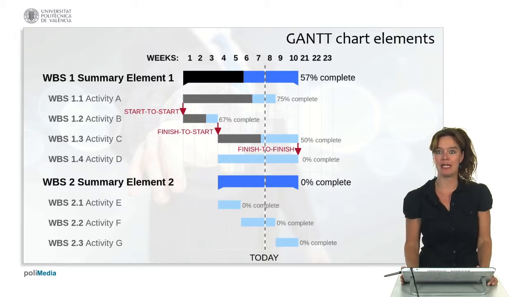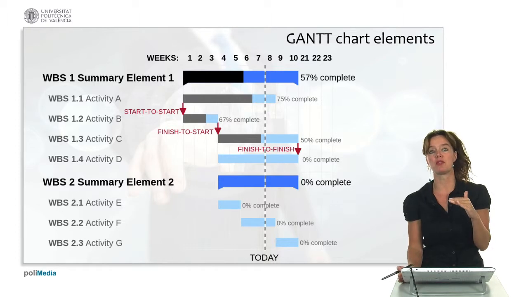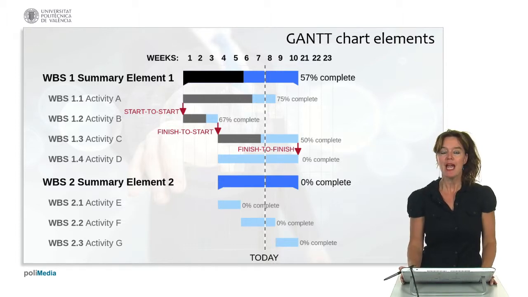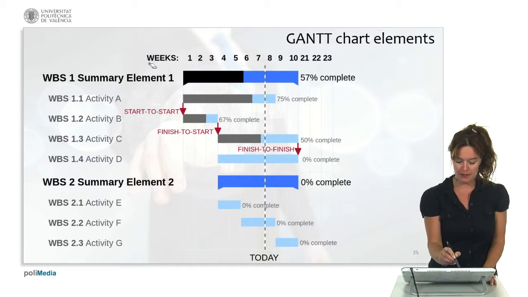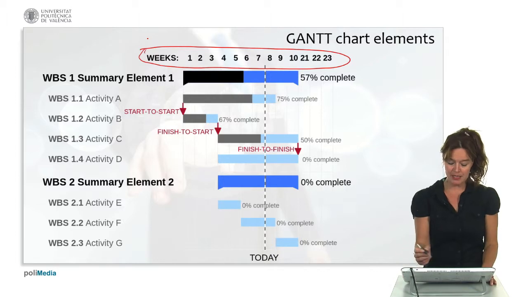So let's look at an example here. It's some Gantt chart elements. Here we see, for example, WBS summary element 1 with different activities on it. So, for example, summary element 1 is a work package and activities A, B, C, D are tasks. So you can see that here on top we've got the weeks that we have to execute this project, and we see that we indicate how long every task is going to take. And we can also indicate time dependencies.